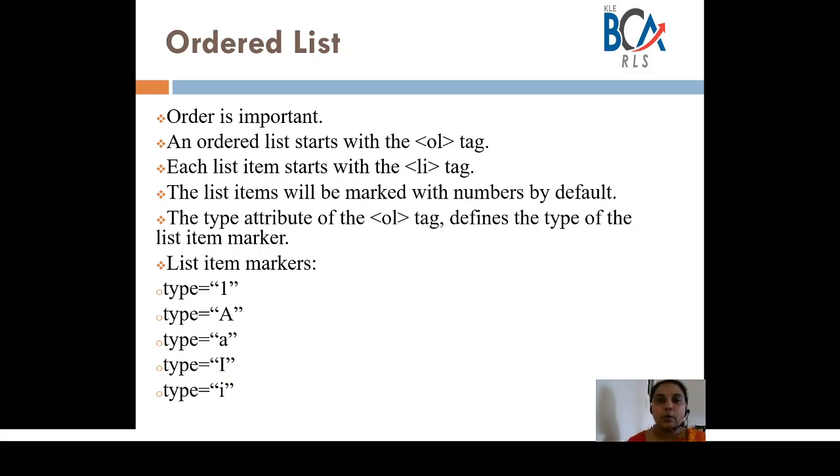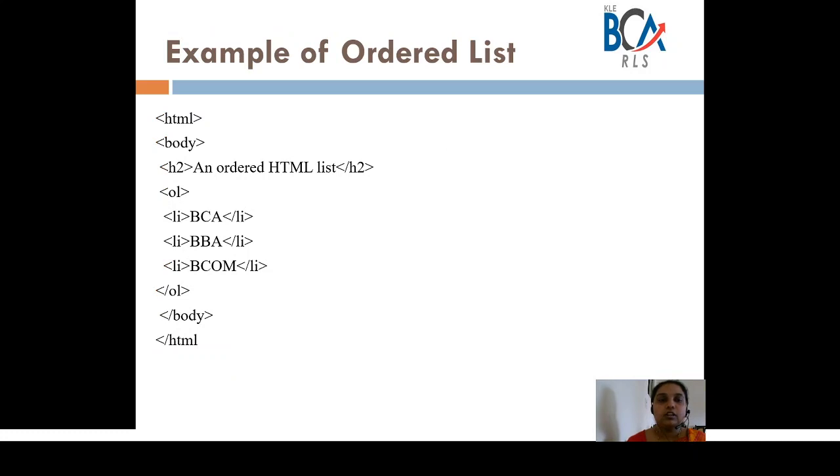Now we will see one example on ordered list. The slide shows you an example of an ordered list. We have created a list consisting of 3 items. It is an ordered list, but we have not specified any list item marker. When we are writing the OL tag, we have not specified a type of the item marker. So by default, it is going to be Arabic numbers starting from 1.